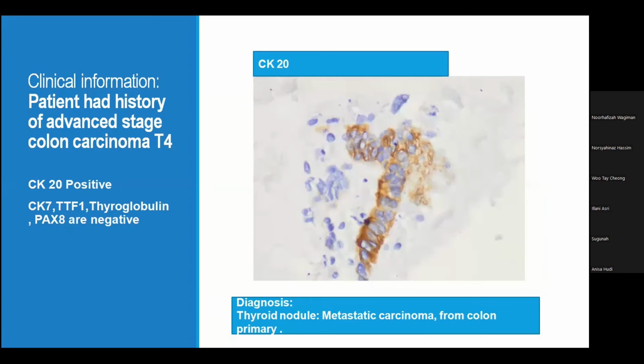So what is this? Okay, so we went for further clinical information. The patient is at an advanced stage of colon carcinoma, T4, ascending colon tumor. So I did some immunohistochemistry. Luckily this time, CK20 was positive and the others were negative. So we concluded metastatic carcinoma, likely from a colon primary, and no operation was carried out on this patient because it is managed as stage 4 colon carcinoma.